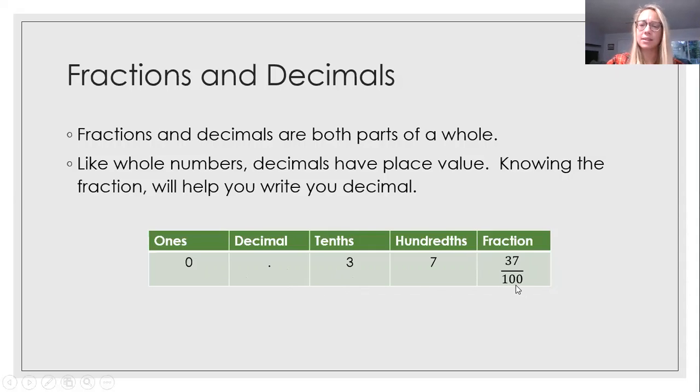Because it has 100 in the denominator here, we know that we're going to go out to the hundredths in our decimal. So it goes 3, 7, and that is called 37 hundredths. Just how this is called, 37 hundredths.